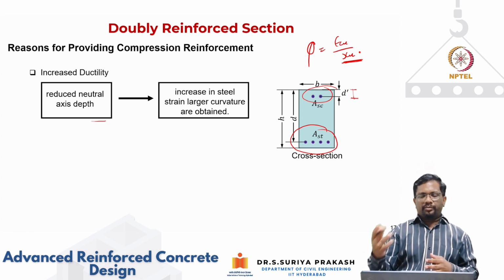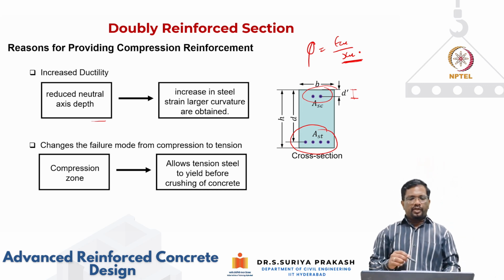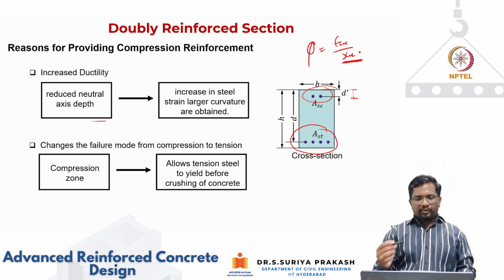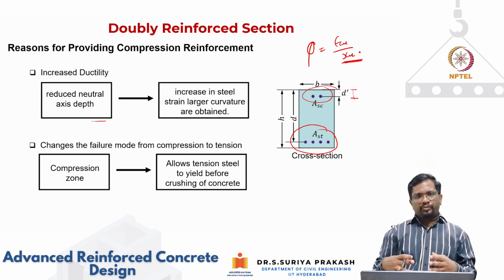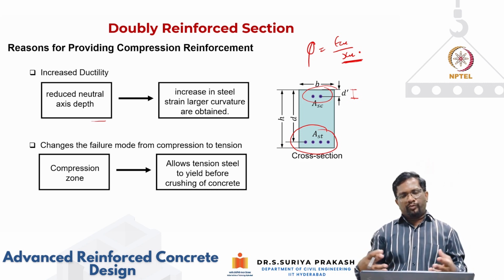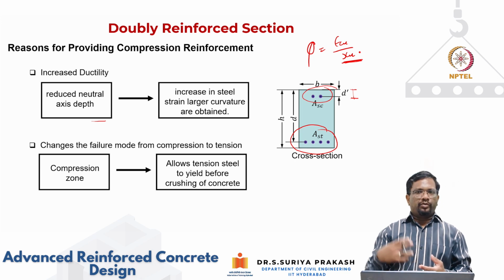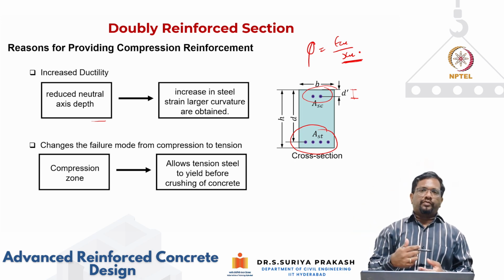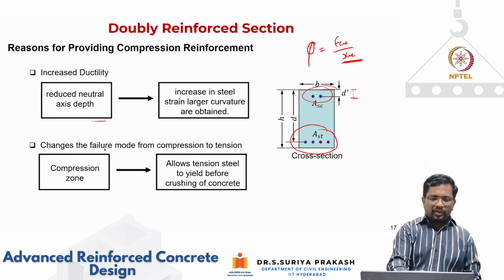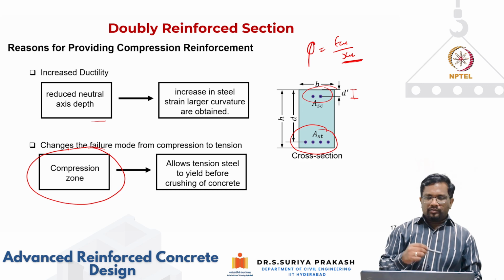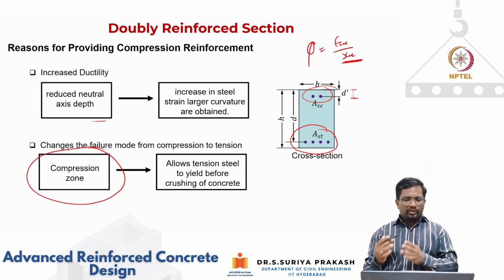Then with less neutral axis depth, you can end up with more curvature, right? And it also helps in changing the failure mode from compression to tension. In other words, it allows me to put more steel on the tension side and still retain my under-reinforced failure mode, provided I also put a lot of steel on the compression side. So by going for a doubly reinforced section, we can convert a singly reinforced section that is going to fail in over-reinforced or compression mode into tension mode.